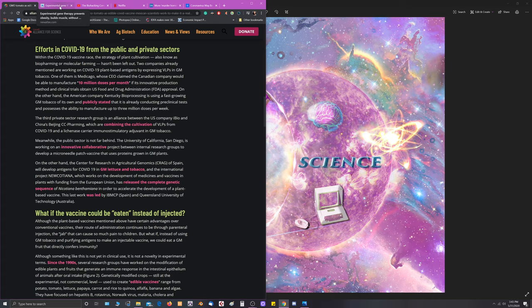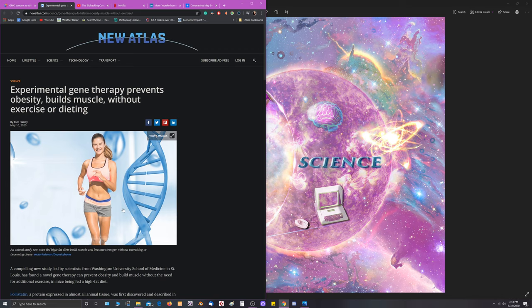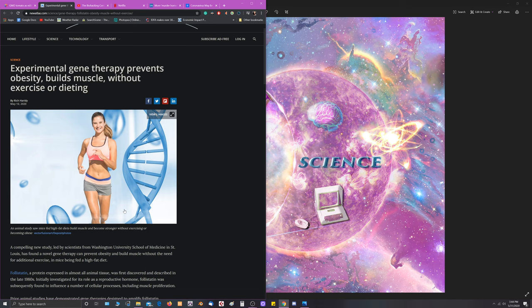This one is by newatlas.com under the science section. It was published May 10th, 2020, written by Rich Haridy. It's called Experimental Gene Therapy Prevents Obesity, Builds Muscle Without Exercise or Dieting.